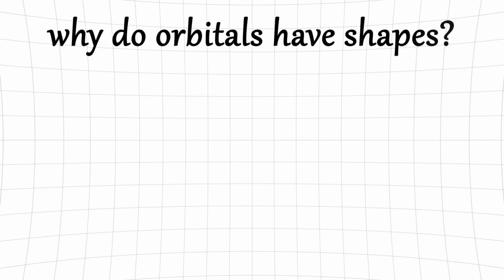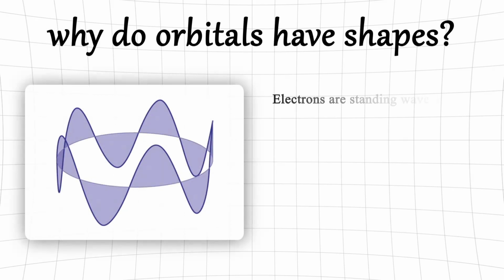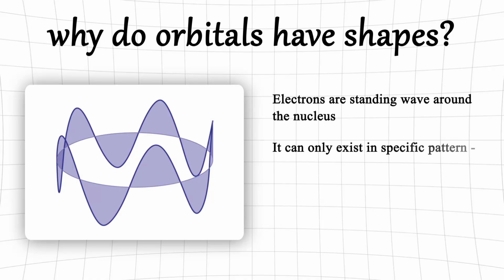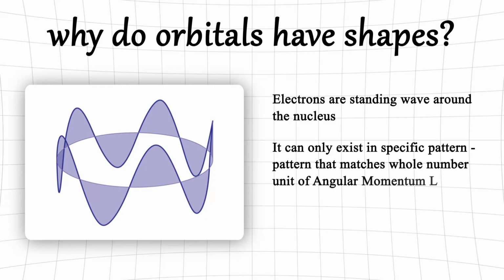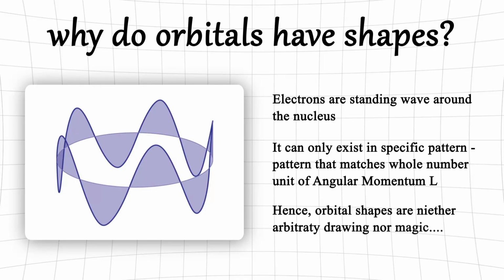So why do orbitals have these shapes? Because electrons are standing waves, and standing waves around the nucleus can only exist in very specific patterns, patterns that match whole number units of angular momentum. Hence, the shapes of orbitals are neither arbitrary drawings nor magic, just wave rules in 3D space.